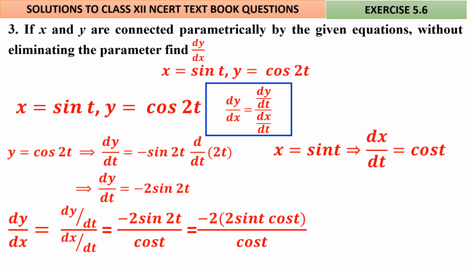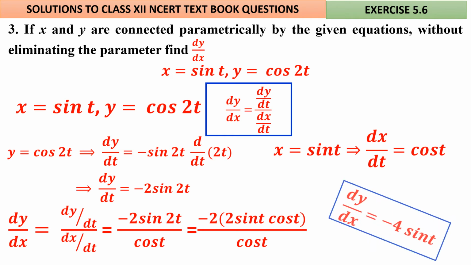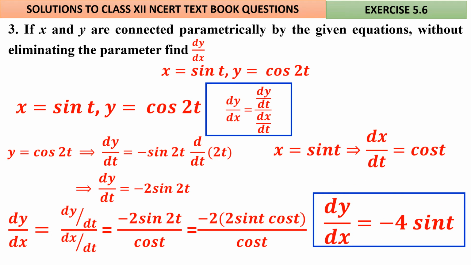Sin 2t is 2 sin t cos t. When you use this, then cos t will get cancelled. Minus 2 into 2 is minus 4. Minus 4 sin t is the final answer for this problem. Dy by dx is minus 4 sin t.